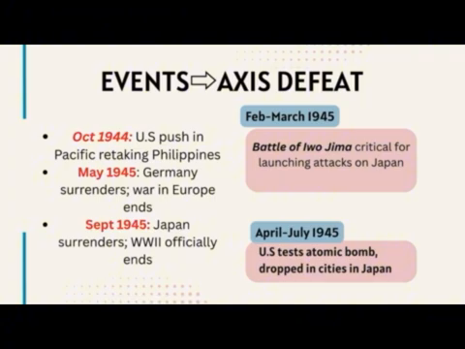The events leading to the Axis defeat include October 1944, when the US began to fight and retake the Philippines; February to March 1945, when the Battle of Iwo Jima occurred; April to July, when the Battle of Okinawa happened; and May in Germany, when Germany surrendered and the fighting ended in Europe. Also July and August, when the US successfully tested the atomic bombs and then, like I said, bombed Hiroshima and Nagasaki. And in September, when the peace treaty was officially signed.